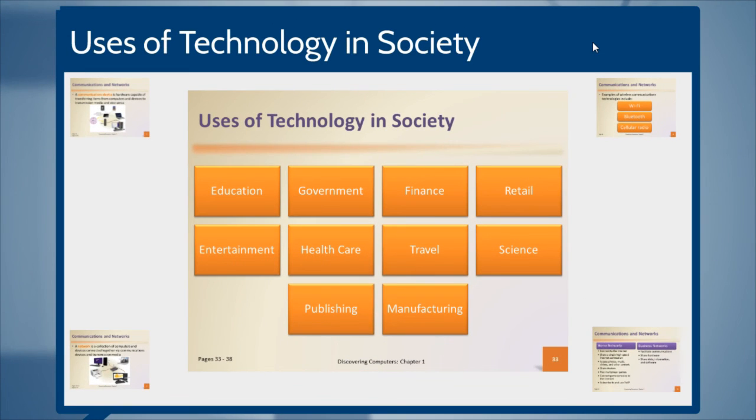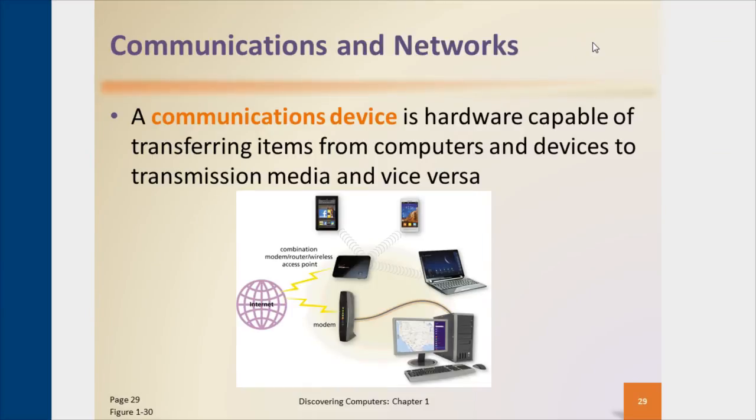So uses of society. Let's see. Communication networks continue. Communication devices are hardware capable of transferring items from computers and devices to transmission media and vice versa. For example, if you look at our example here, we've got a computer in the bottom right there that can communicate with that cable modem. Let's assume it's a cable modem. That cable modem is going to communicate with the ISP out there on the internet.